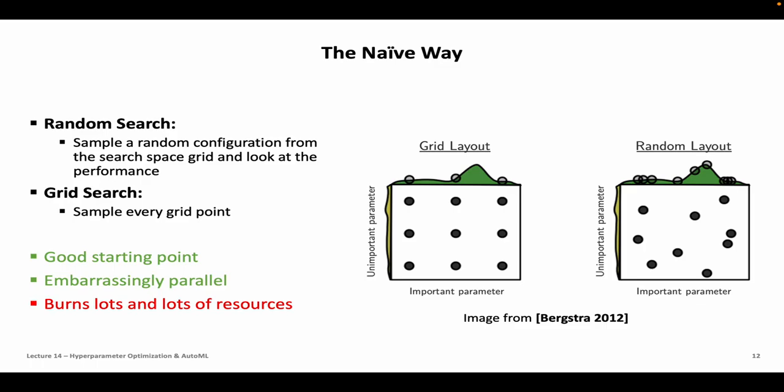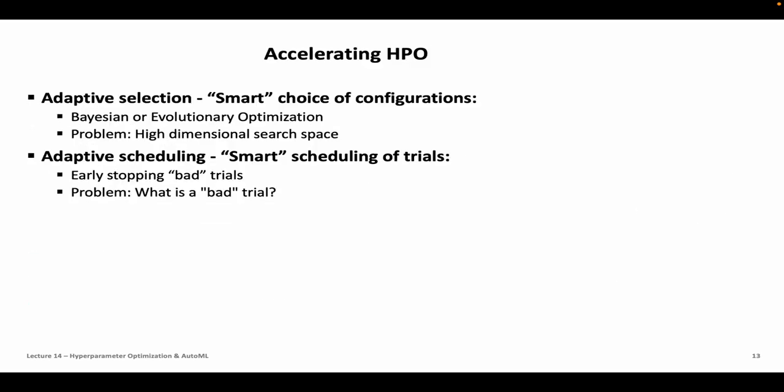But at the same time, you're also wasting lots and lots of computing resources on hyperparameter trials that probably have very bad performance and which you shouldn't really continue fully training. So how can we accelerate this and make it more efficient? There are two ways to approach this. We can either do an adaptive selection of the configurations that we want to evaluate. So this means using Bayesian optimization or evolutionary optimization to pick better configurations.